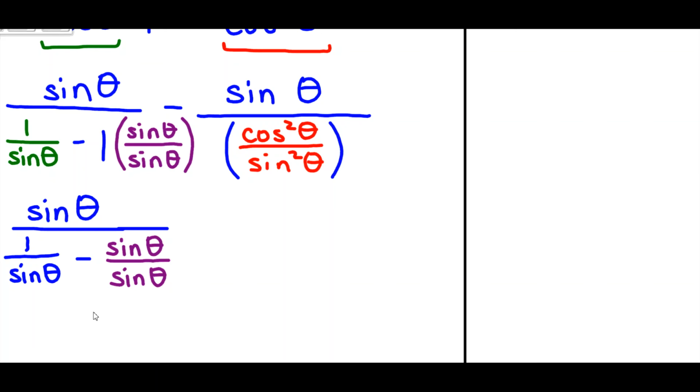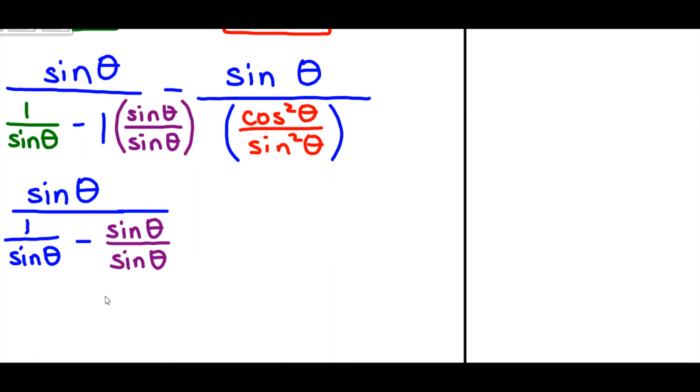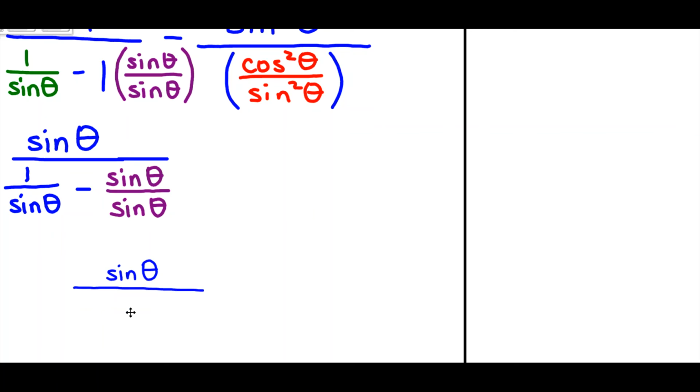Now that my denominators here are the same, I can actually write it as one fraction. So I have sine theta over 1 minus sine theta, over sine theta. So I've taken this chunk here and combined that fraction into 1 minus sine theta over sine theta.